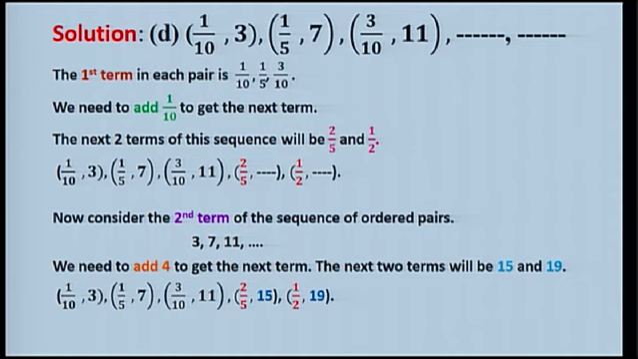Now we consider the second term of the sequence of ordered pairs. 3, 7, 11. So we can see that we need to add 4 to get the next term. So the next two terms will be 11 plus 4, 15, and 15 plus 4, 19. So here's the solution.